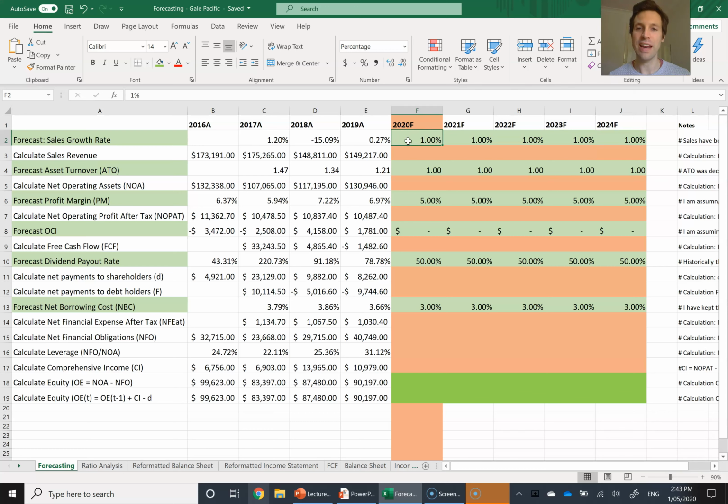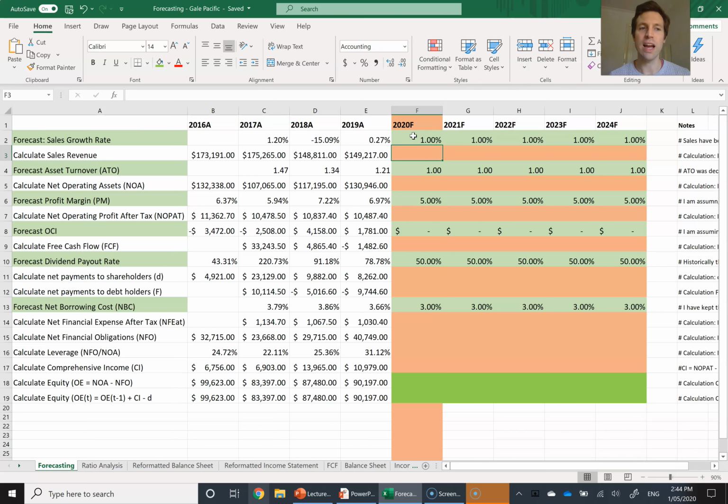So starting here, in green, it means we've got a forecast number. This means we're going to make up the number, we're going to estimate it, we're going to guess. I think in 2020, Gale Pacific are going to grow their sales by 1%. Here, I've got their sales growth rate for the last few years, and I'm not just going to copy it or average it. I'm deciding 1% for this company.